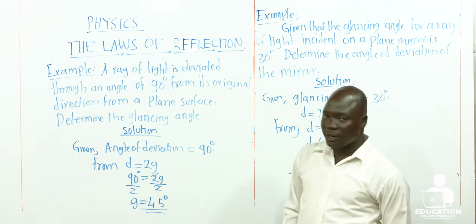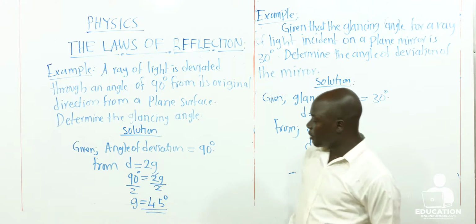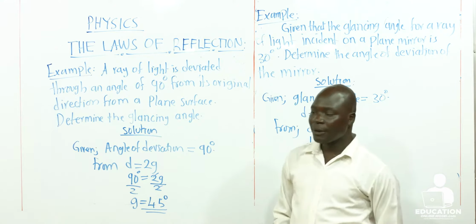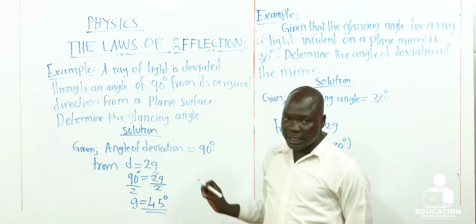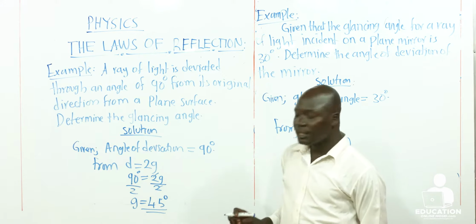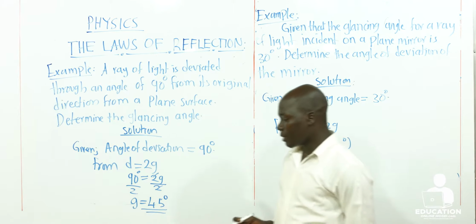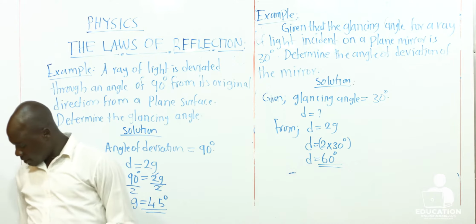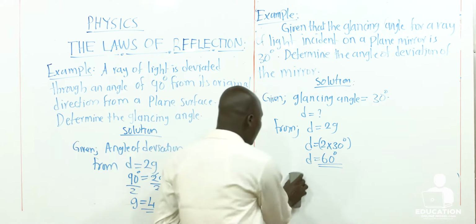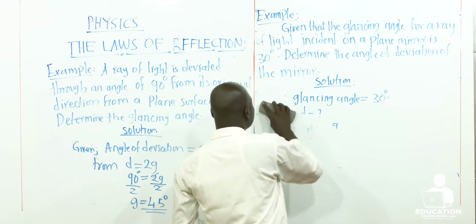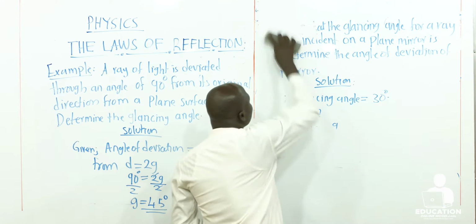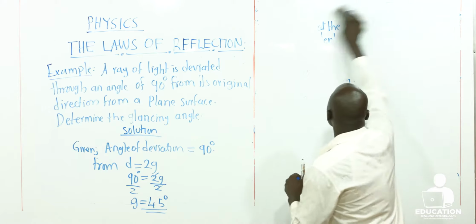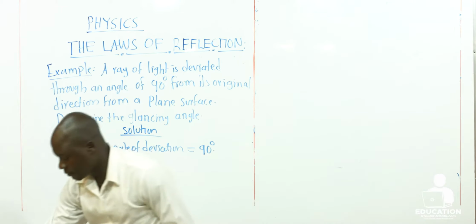So dear learners, what is very important here is to know the formula or the relationship between the angle of deviation and the glancing angle. And the relationship says the angle of deviation D is twice the glancing angle. So dear learners, this is how we can determine the glancing angle or the angle of deviation. So you can be given questions in this form.